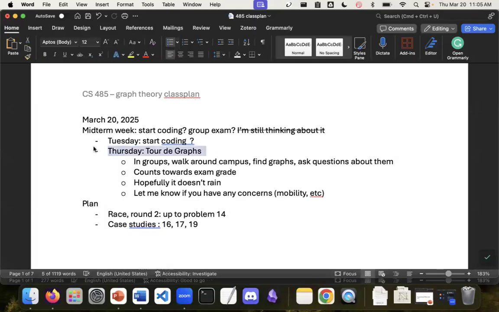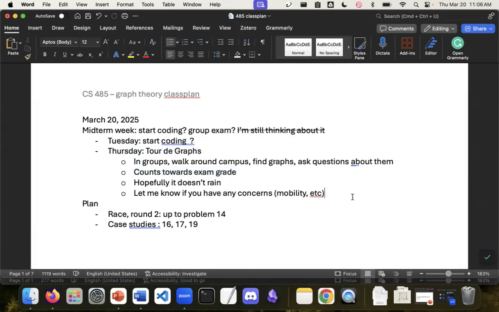Also, I decided what we're doing next Thursday while you were working on this. We're gonna have a fun thing, which I am tentatively calling Tour de Graphs, which is funny because it's also a tour. So the idea is you're gonna get into groups and then go walk around campus and look for graphs, write your answers on a sheet of paper and then turn it into me by the end of class time. And then it'll count towards an exam grade.